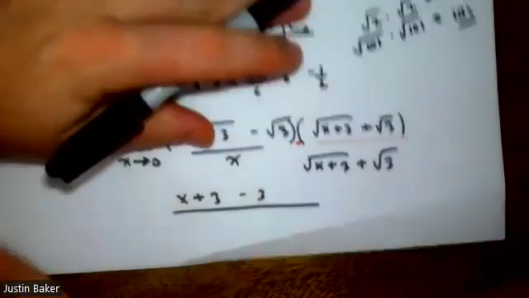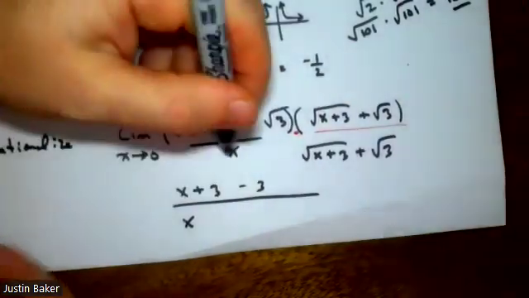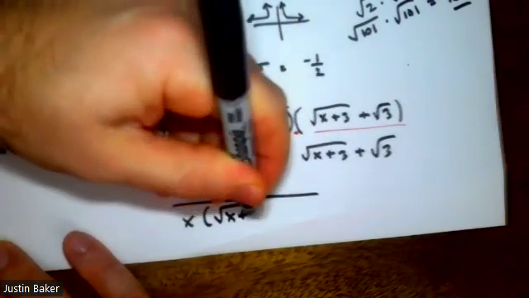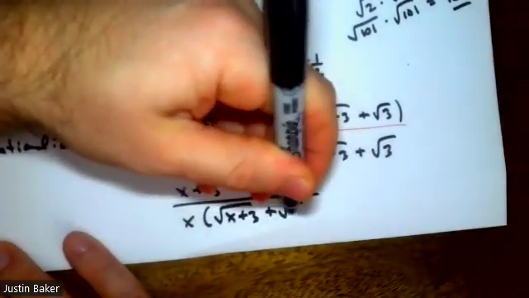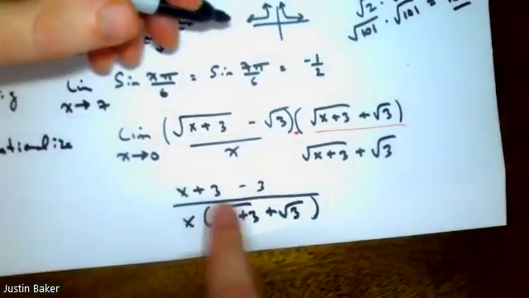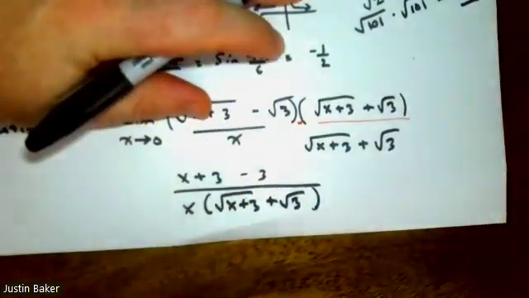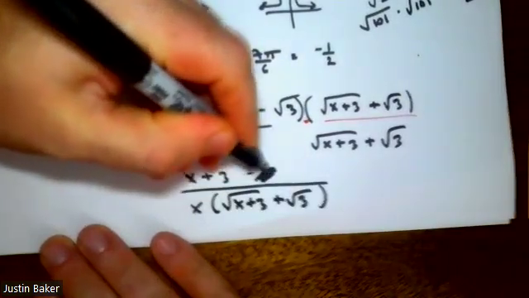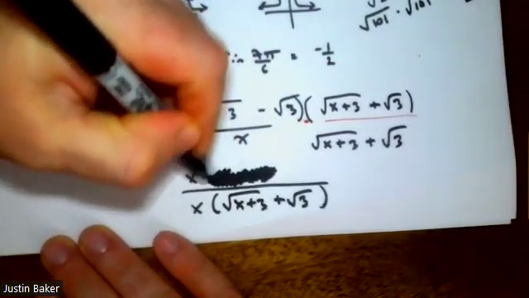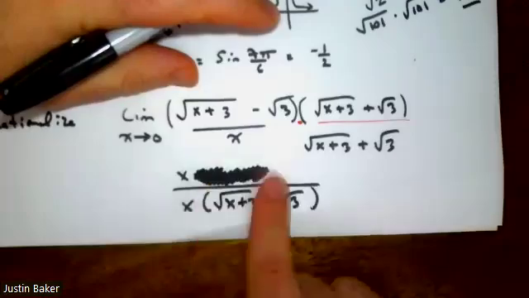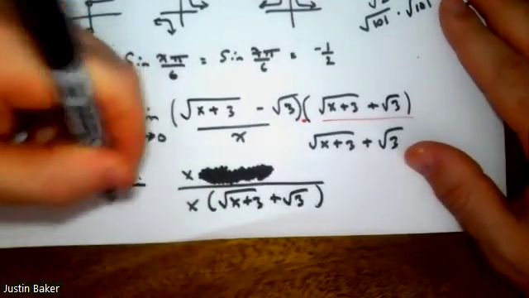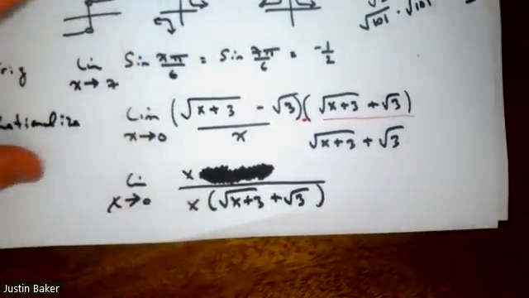On the bottom, we're just going to smush these together. So it's going to be x times root x plus 3 plus root 3. Okay, what else do we see on the top here? 3 minus 3 is going to disappear, right? Because that's 0. So I'm doing this in markers, so I can't erase it, sorry. But that would vanish. Now remember, this is the limit as x approaches 0.